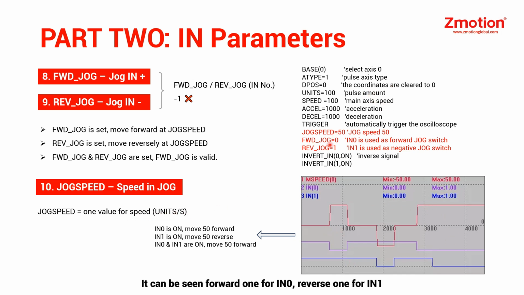It can be seen forward is IN 0, reverse is IN 1, and the jogging speed is 50. So when IN 0 is pressed, the axis moves forward. When IN 1 is pressed, the axis moves inversely. When IN 0 and IN 1 are both pressed, the axis moves forward.